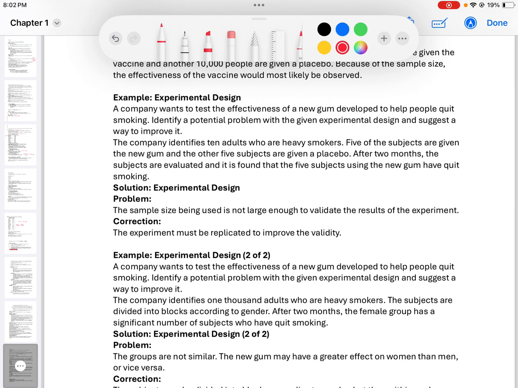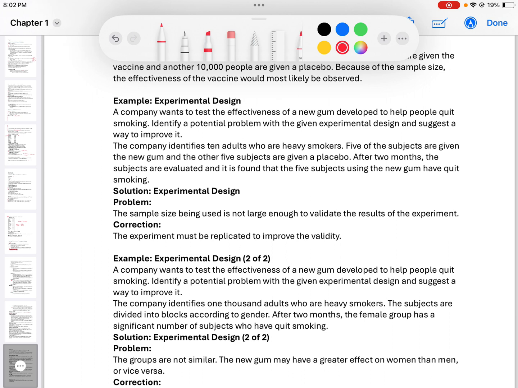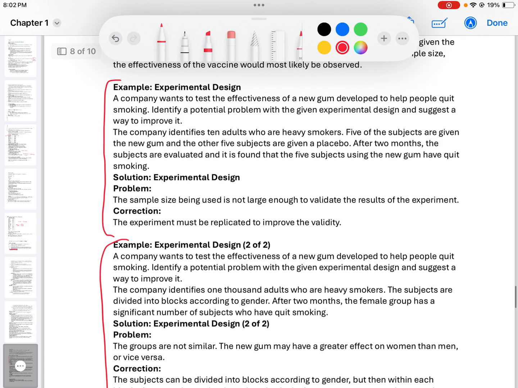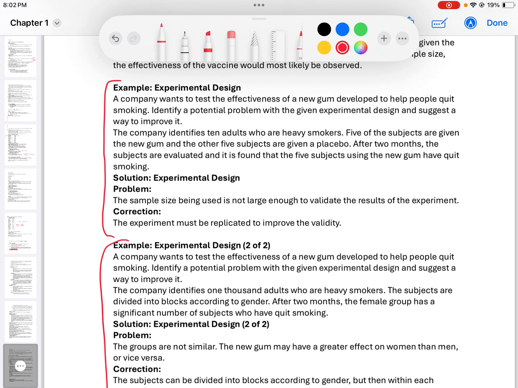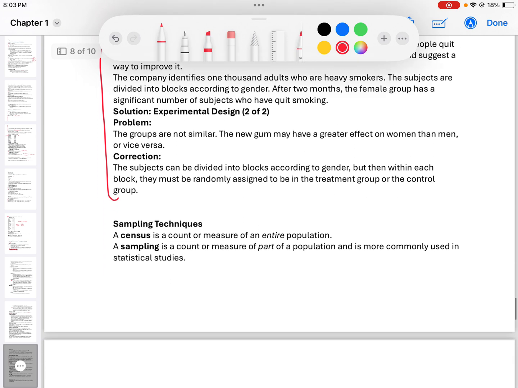Experimental design. A company wants to test the effectiveness of a new gum developed to help people quit smoking. Those are examples. I'll let you read the examples on your own, otherwise that'll make the video much longer than it already is. You have examples of types of experiments, and you're supposed to think about what the error may be and how to make the experiment better. It gives you the solution, the problem, and how to correct it.